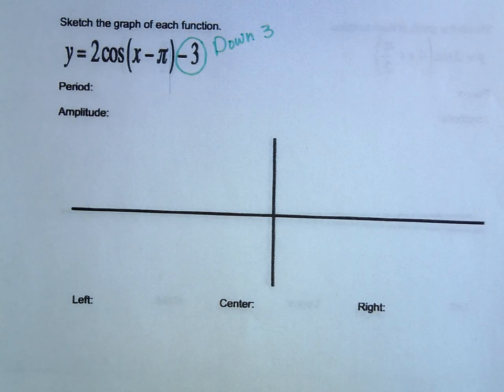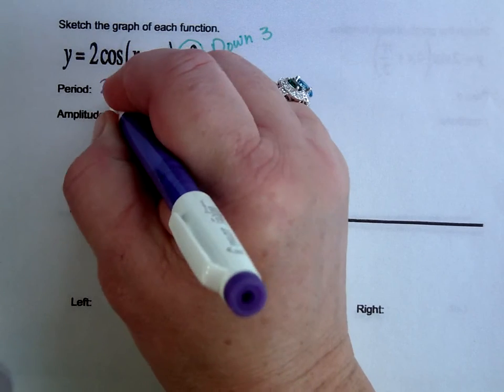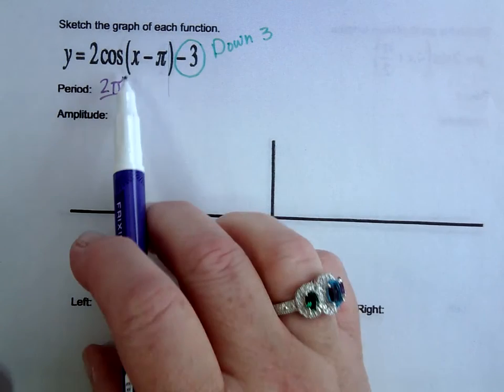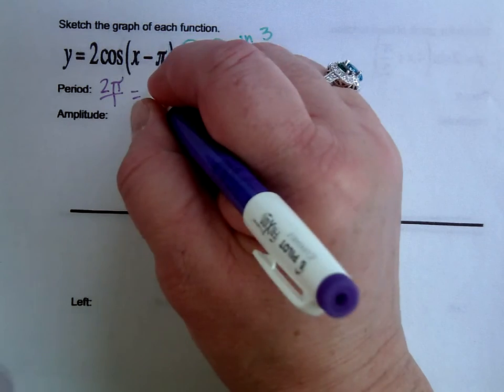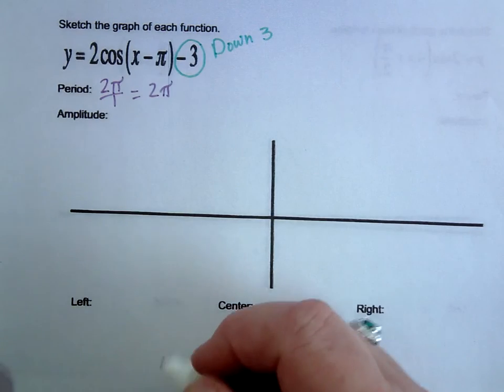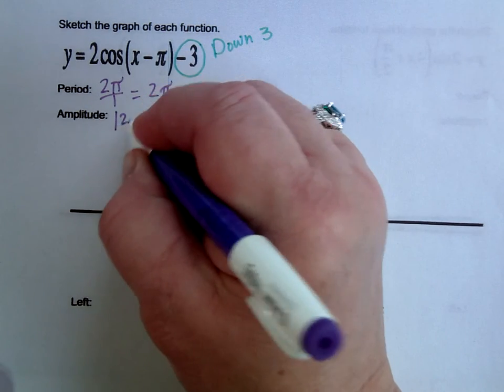This one, the period is 2 pi divided by b. b is what's in front of the x. Ooh, I got a nice one, right? There's just a 1 there, so it is 2 pi. Amplitude is the absolute value of what's in front. Absolute value of 2 is 2.